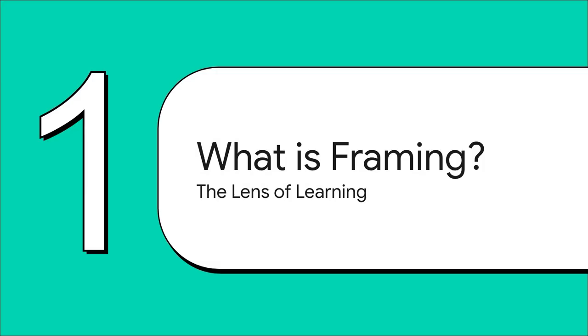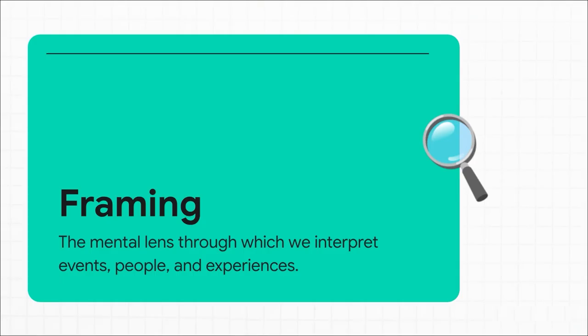Okay, so let's break this down. What exactly is framing when we talk about it as a lens for learning? Think of framing like a mental lens. You know, like a pair of glasses you wear that you might not even know you have on. It's made up of our beliefs, our emotions, our past experiences, and it filters everything we see. It's the reason two people can look at the exact same situation and walk away with completely different stories. Our reality isn't nearly as objective as we like to think.